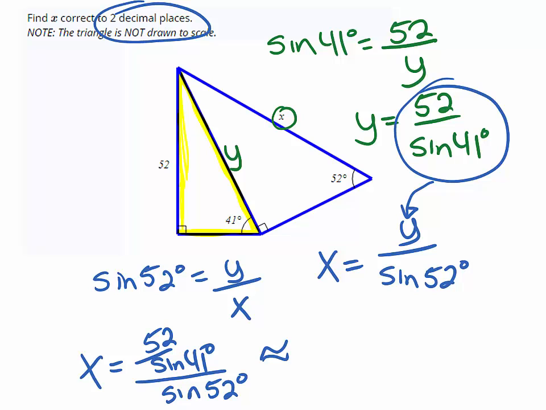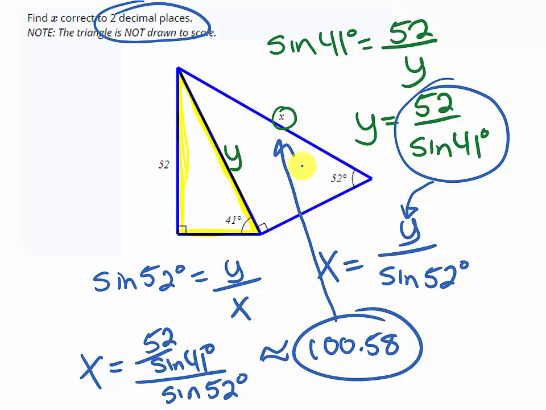So when I grabbed my calculator, I did 52 divided by sine of 41 degrees and I get 79.26, and it continues. And I leave that in my calculator and then I divide that by sine of 52, and that is going to give me 100.58 rounded to two decimal places. And so that will be our side x.